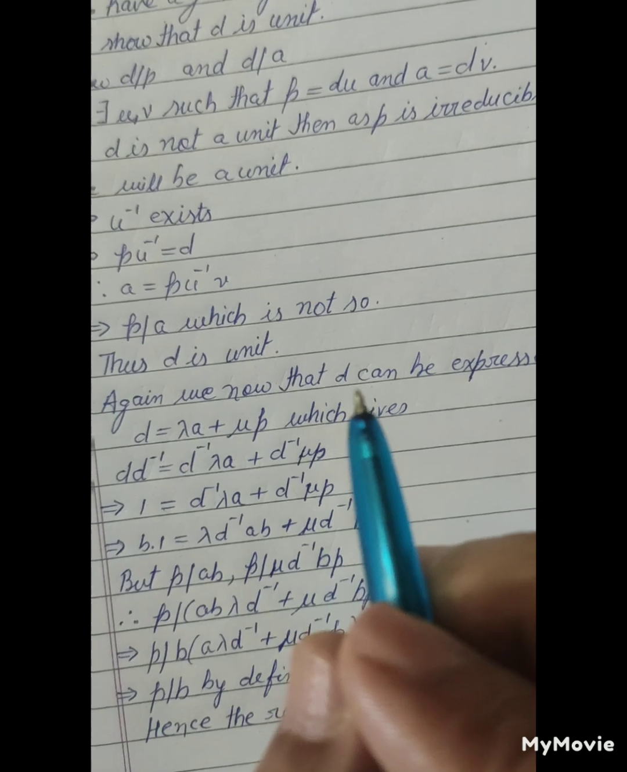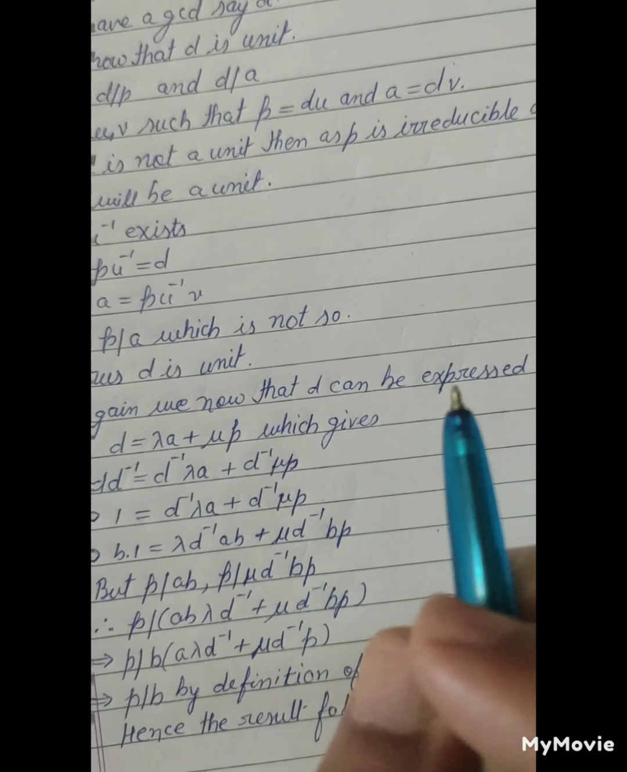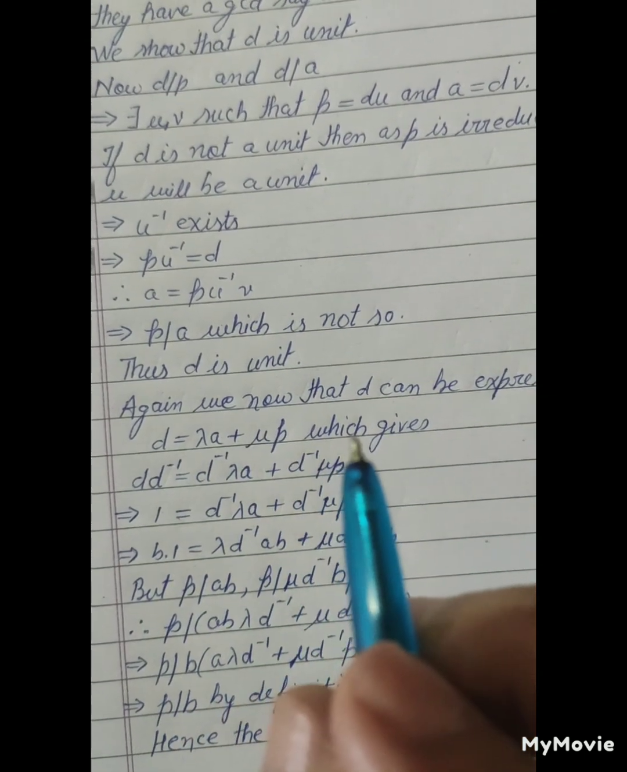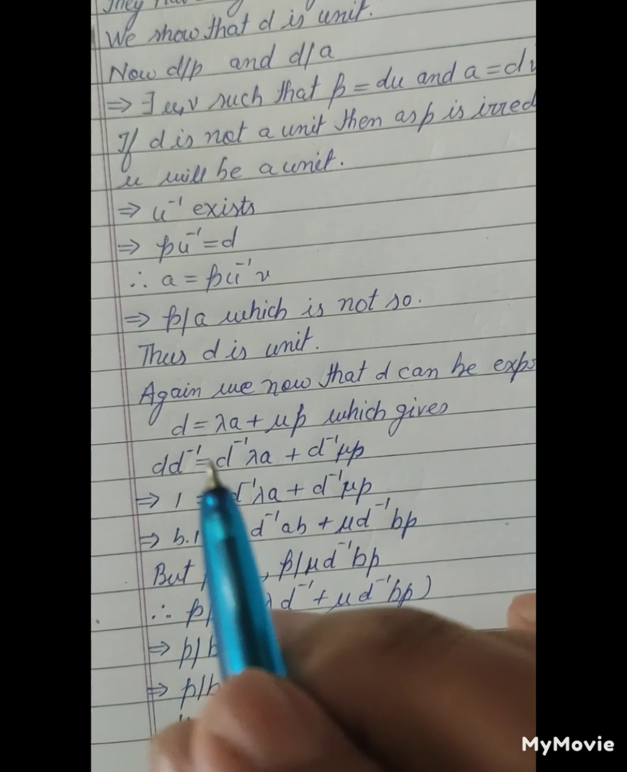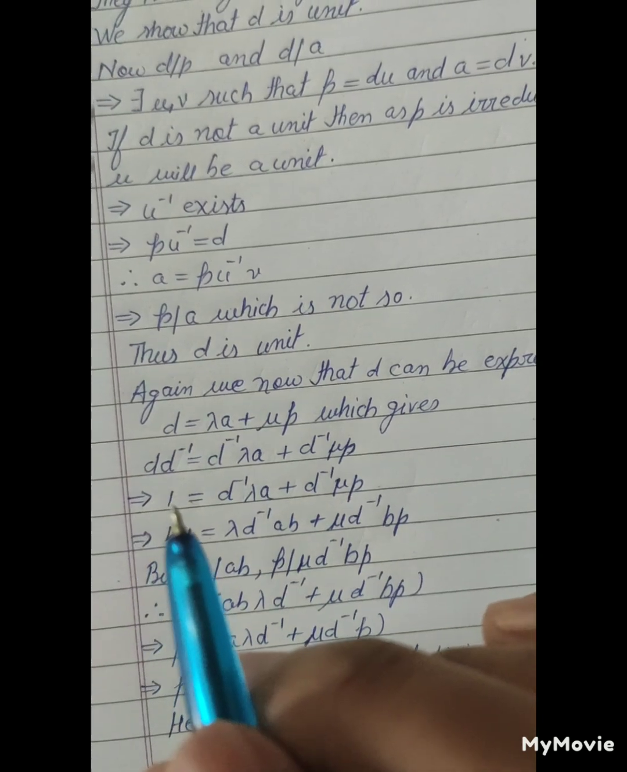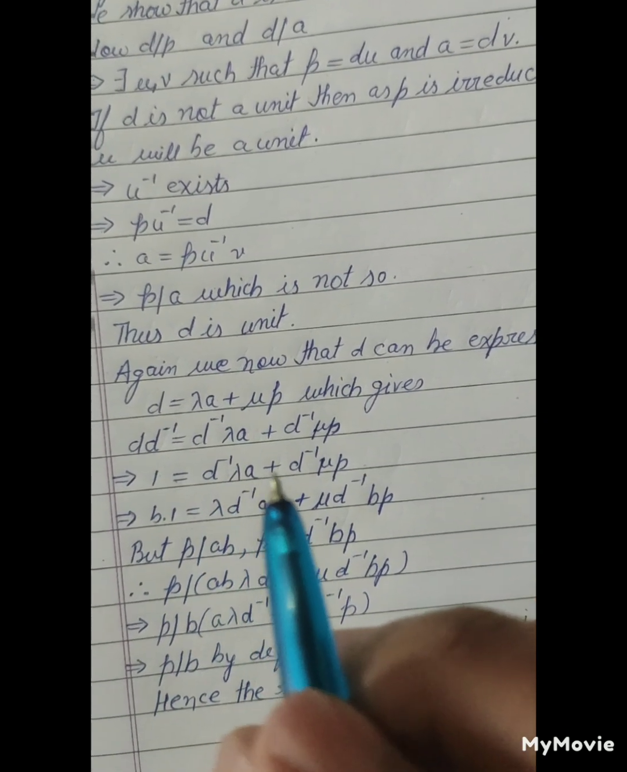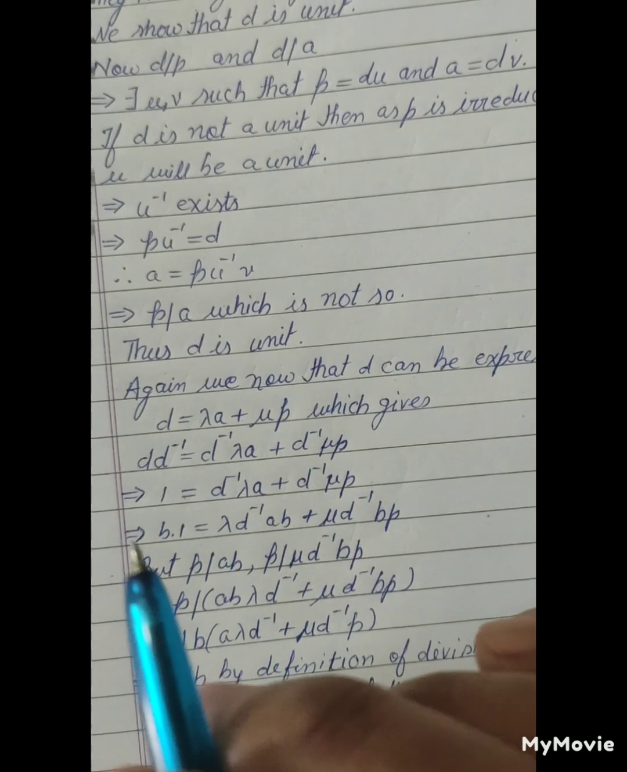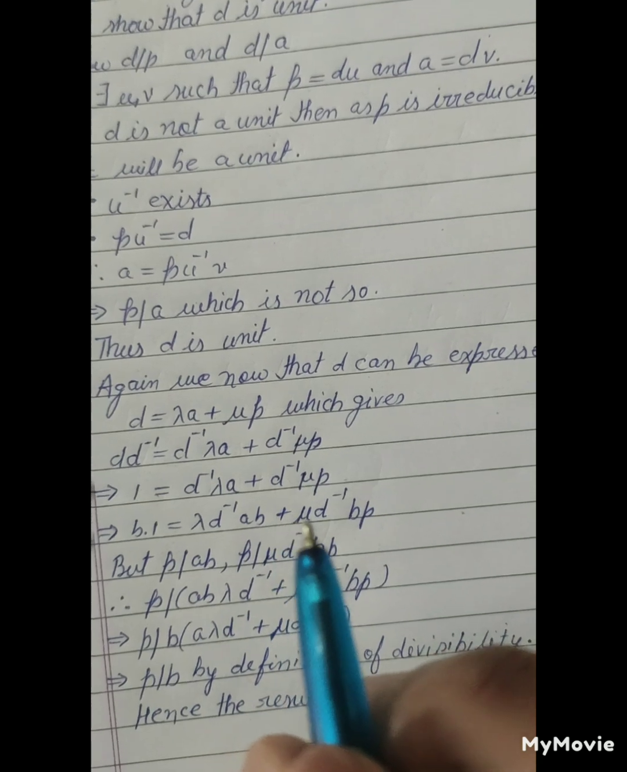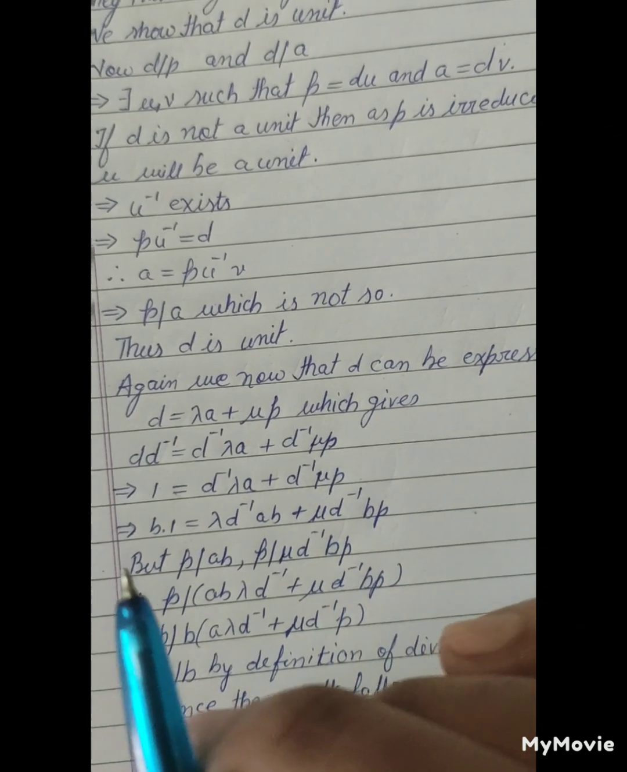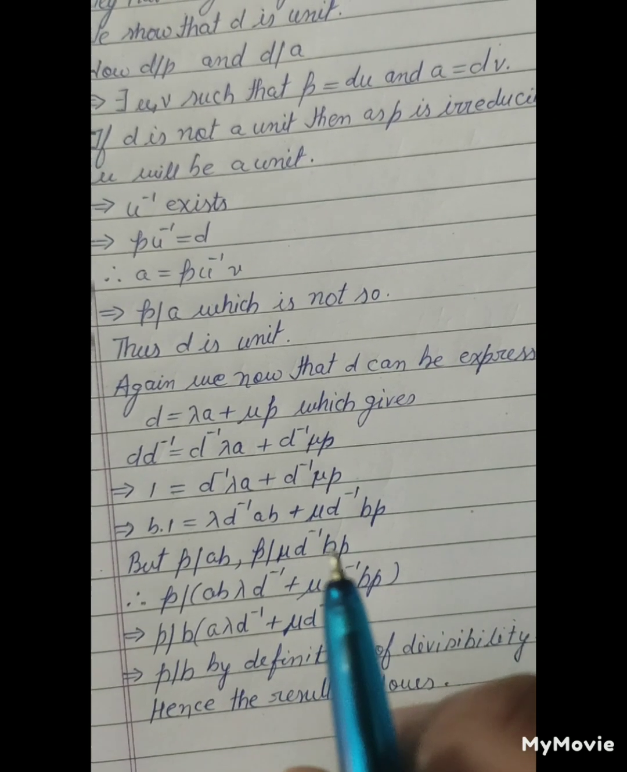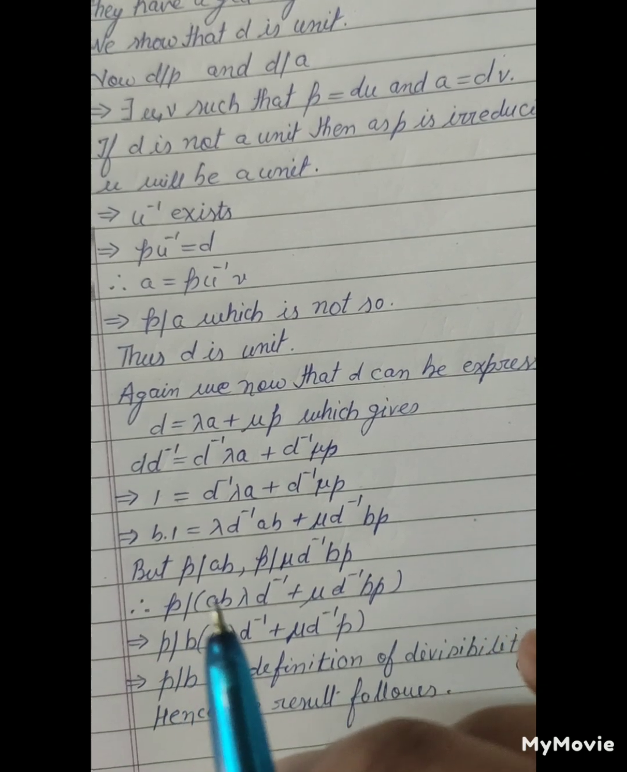Again, we know that D can be expressed as D equals lambda A plus mu P, which gives D times D inverse equals D inverse lambda A plus D inverse mu P, which implies 1 equals D inverse lambda A plus D inverse mu P, which implies B times 1 equals lambda D inverse AB plus mu D inverse BP.